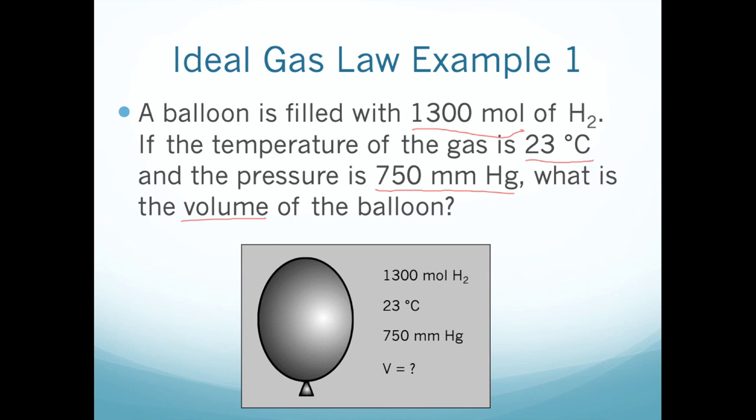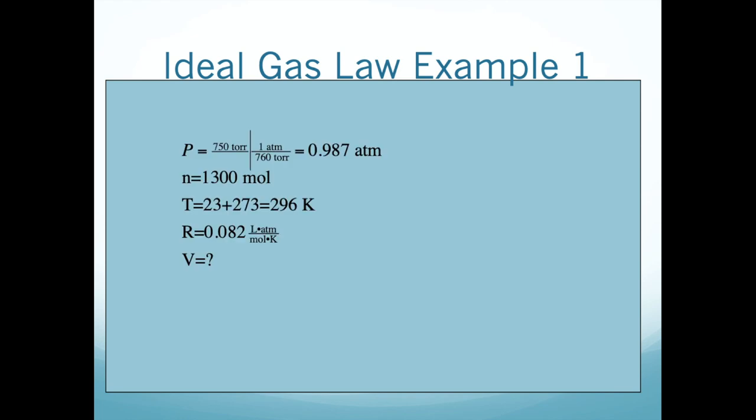So when we're solving this problem, basically you convert your pressure from 750 torr, you divide by 760 torr per atmosphere, and you get 0.987 atmospheres. Of course, when you add 273 to 23 degrees Celsius, you get 296 Kelvin. And of course, here's our value of R. So when we solve for our volume, okay, we want to rearrange PV is equal to nRT. So to get volume by itself, we divide by pressure. So we have nRT divided by P. So we're just going to plug these numbers into that equation.